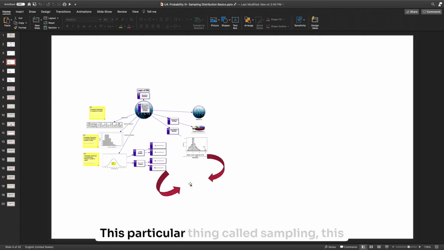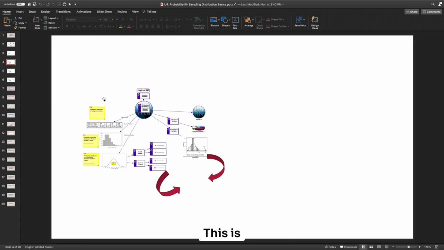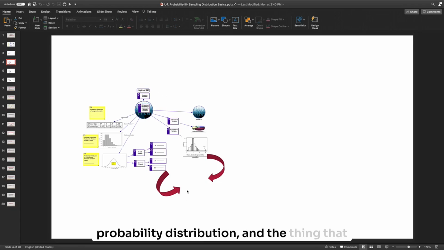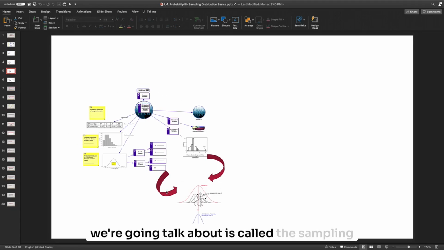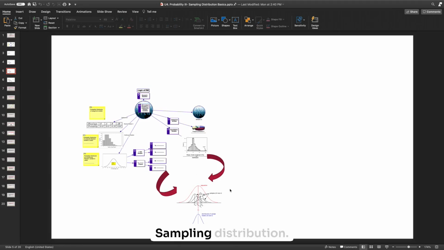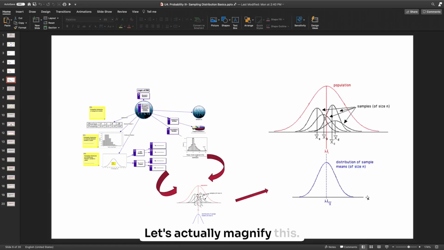This particular thing, this is sample distribution. This is probability distribution. And the thing that we're going to talk about is called the sampling distribution. Now, what is sampling distribution? Let's actually magnify this. Well, the idea is simple.